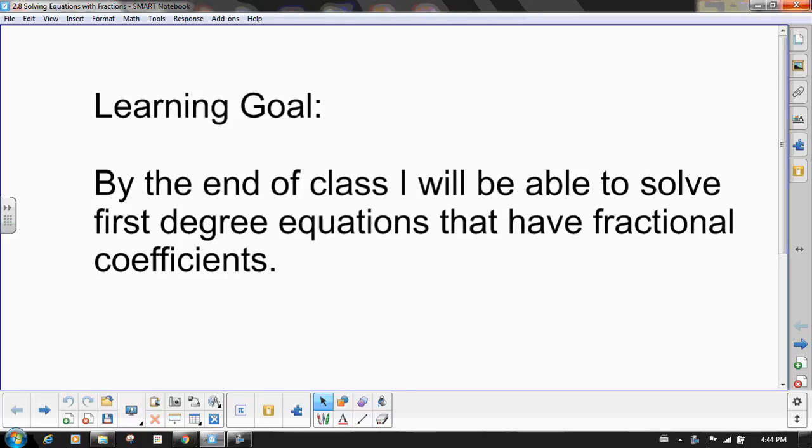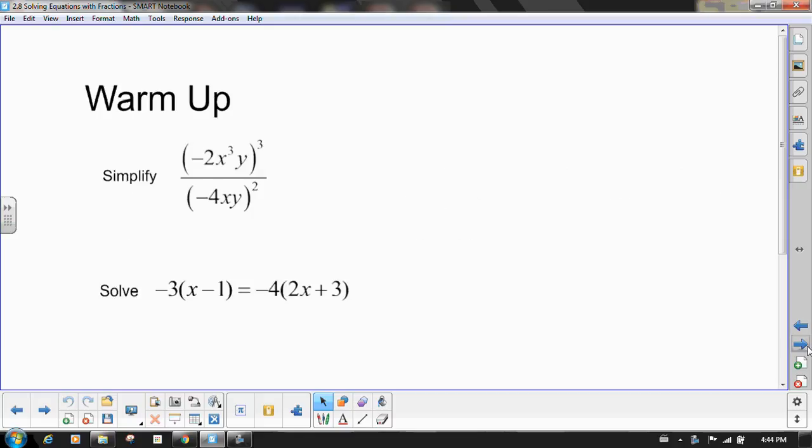All right, so our learning goal today is to be able to use the skills that we've already learned with solving equations to be able to solve equations if there's fractions. So everything that we've learned so far is going to be the same. The whole idea of balance, all of those things is going to be the same. However, because of a fraction, we'll have an extra step or two.